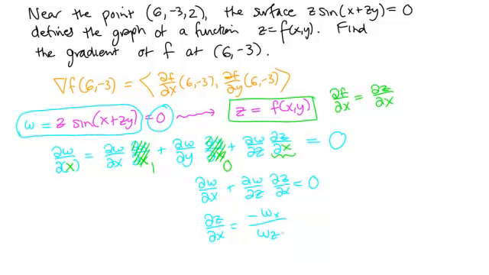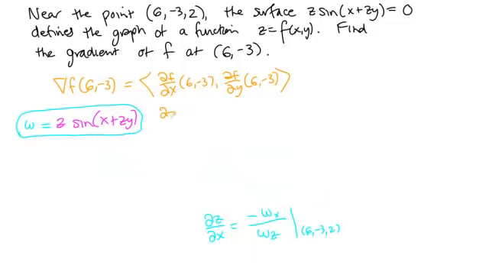So we could work out this partial derivative, and then we could plug in the point (6, -3, 2) and see what we get. Well, let's give it a shot. So we'll have the derivative of z with respect to x is negative the derivative of w with respect to x. If we differentiate this with respect to x, as z comes along for the ride, the derivative of sine of blank is cosine of blank times the derivative of the inside, which is 1.